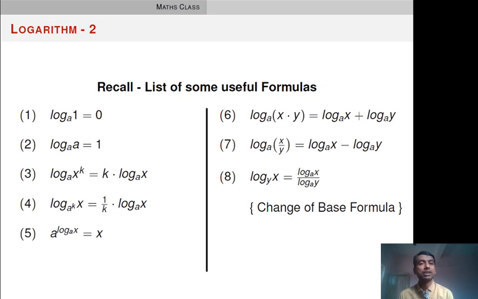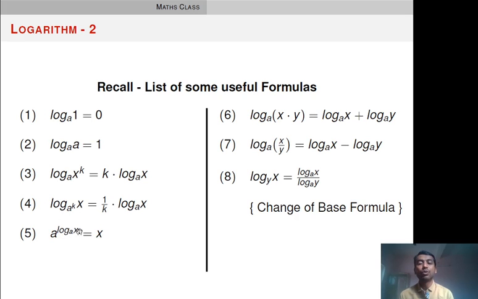Number 1, log 1 is 0. Log 1 value is always 0. If the number is 1, then the value of the logarithm function is always 0. Number 2, if the number and base are both equal, then the value of the logarithm is 1. Number 3, if the number has any power, it will be shifted into multiplication on the front side. Number 4, if the base has some power, then its reciprocal will go into the multiplication.